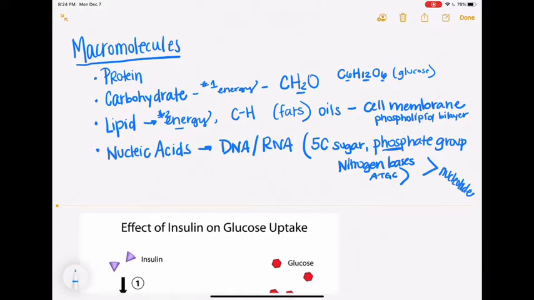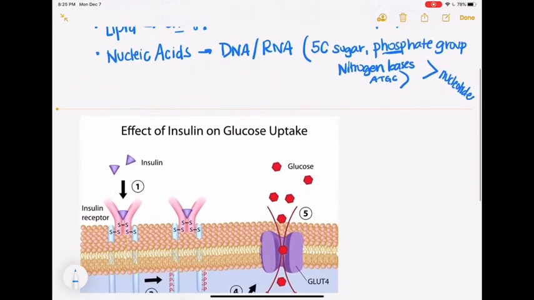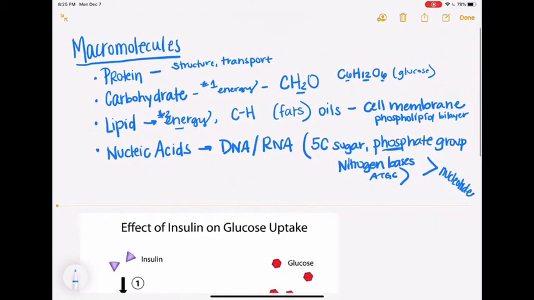And then last is proteins. Now you probably recognize the term protein. It's in a lot of meats. Proteins are really good for structure, but they also do a lot of transport in the cell. They are kind of our worker guys. They wear the most hats in the cell. And so today we are going to talk about them as transporters. We're going to talk about them as structures. And then we're also going to somewhat talk about them as receptors.